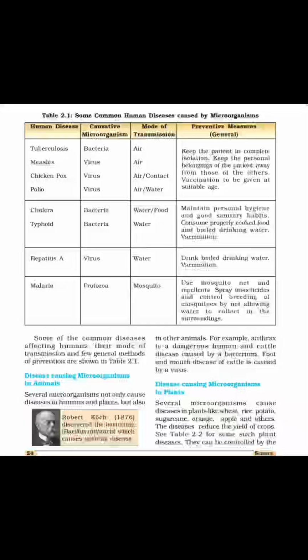Okay, and the next one is diseases caused by microorganisms in animals. It's not just humans who suffer from microbial diseases, animals too. Okay, anthrax, this is a very dangerous bacterial disease that affects both humans and cattle. And foot and mouth disease, a viral disease that severely affects cattle. These diseases can devastate livestock and impact agriculture.